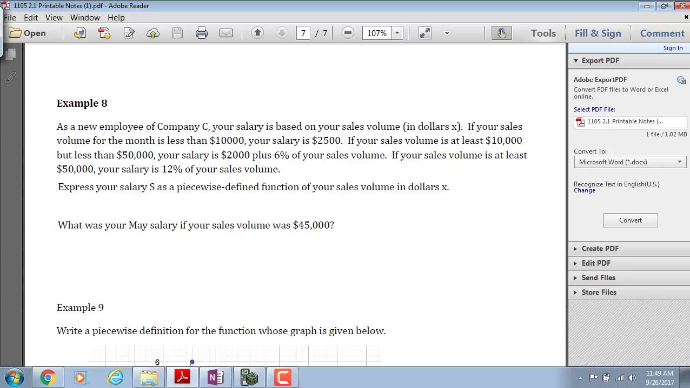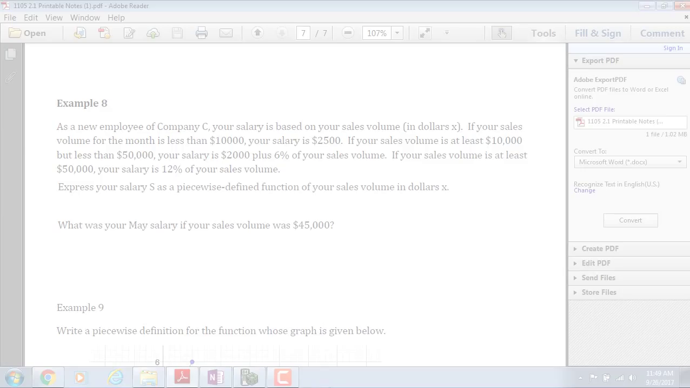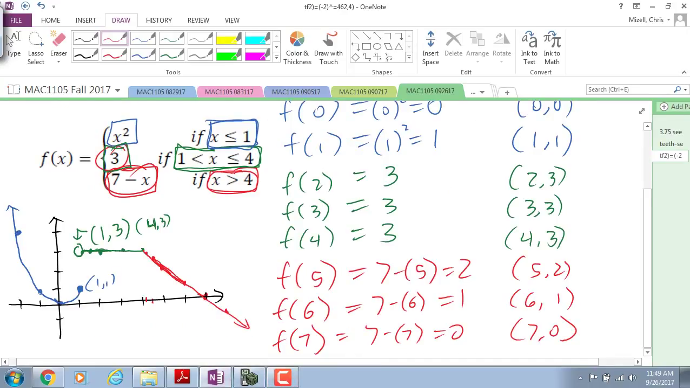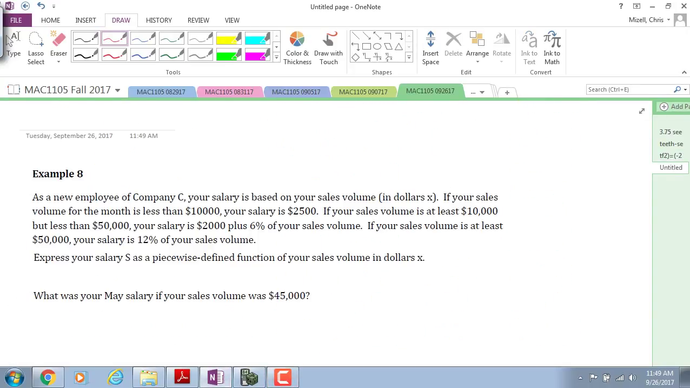Example 8: let's see if we can take the information from this problem and come up with a piecewise defined function. We can graph it if we want to. I don't know if we're going to want to, though. As a new employee of Company C, your salary is based on your sales volume in dollars, x dollars. If your sales volume for the month is less than $10,000, x is less than $10,000, your salary is $2,500.